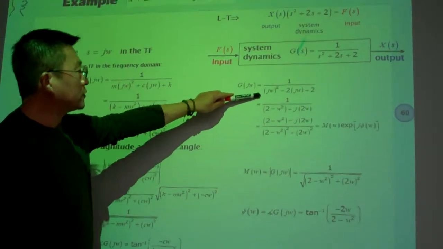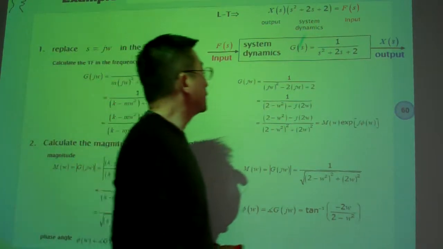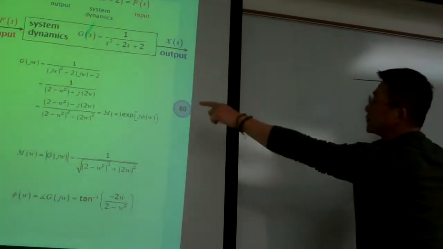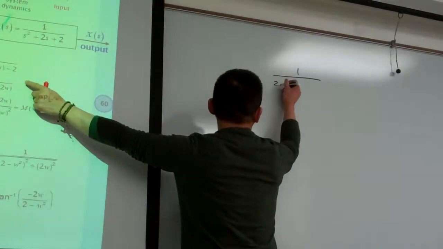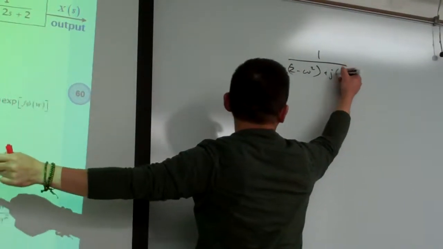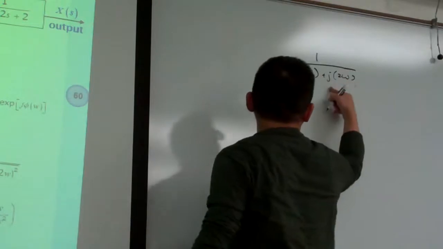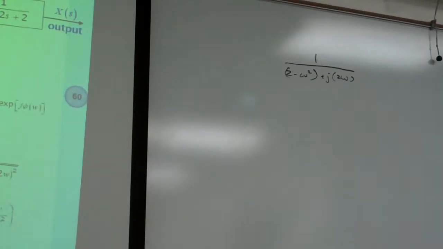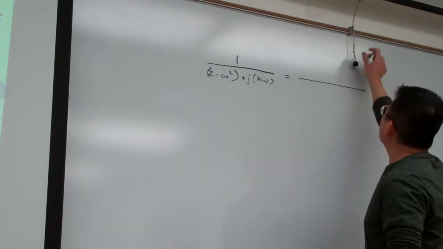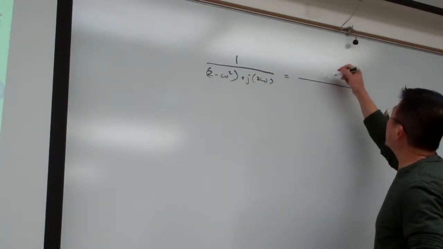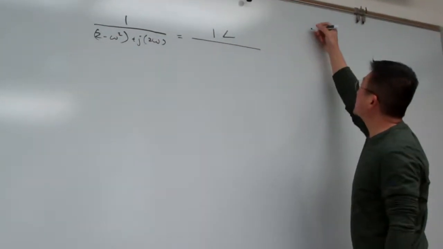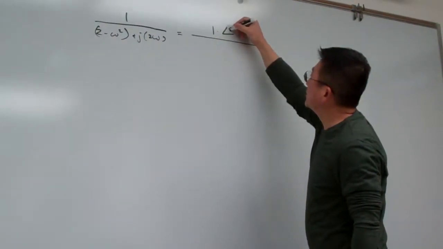For this example, maybe I can try it one more time. For these transfer functions we are working with, starting from here, that is 2 minus omega squared plus j times 2 omega. Let's work on these complex functions. The numerator has a magnitude of 1, and the phase angle is 0.